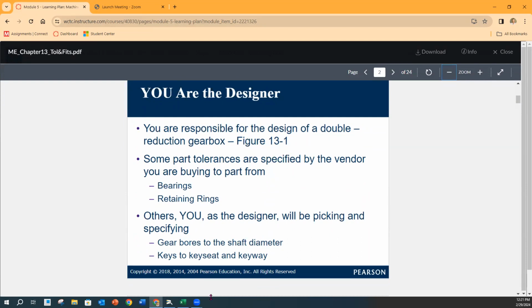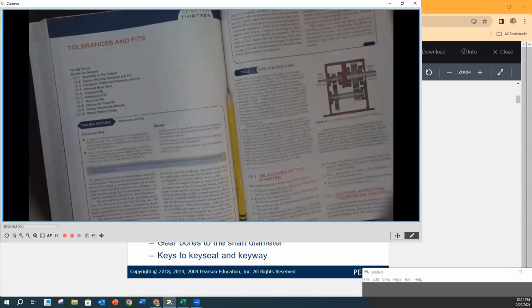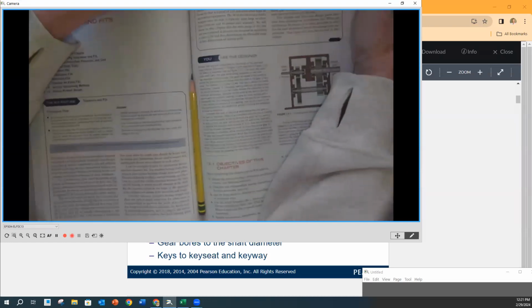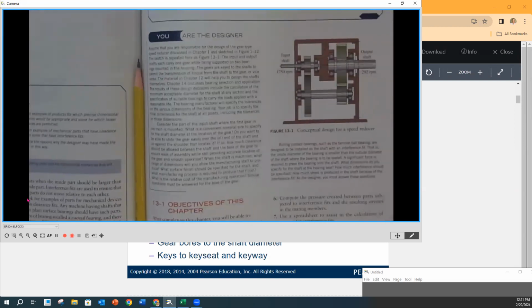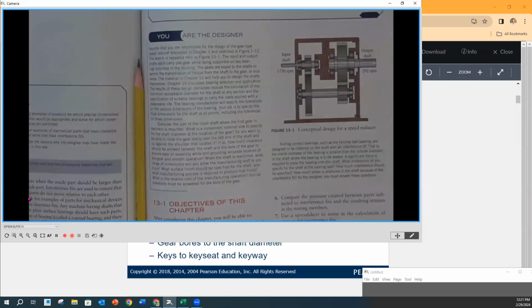And if we look at figure 13.1, which is right underneath here on page 547, this is the You Are the Designer section, okay? It's really just wanting you to reflect on the design that you would have created. Now, here we have a double reduction gearbox, a little bit different orientation than what we looked at, but still very much the same type of elements, identical elements: shafts and bearings and gears, that were designed in to meet the needs of whatever this is going to be doing.